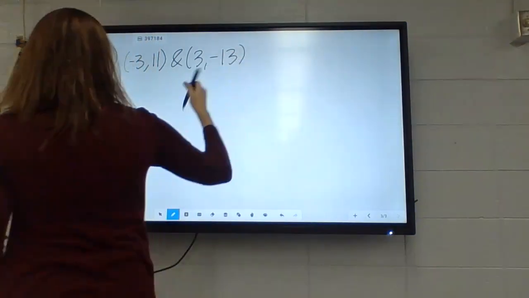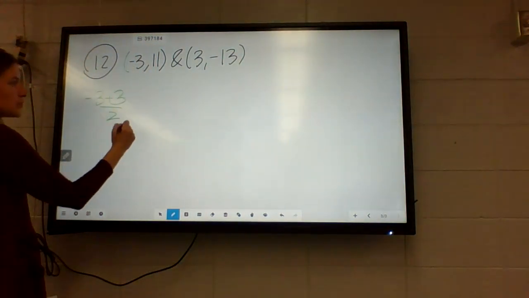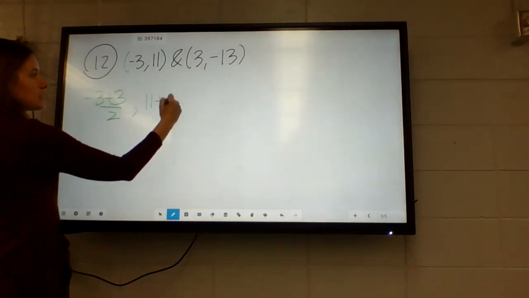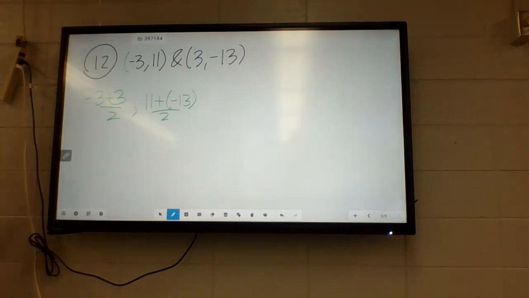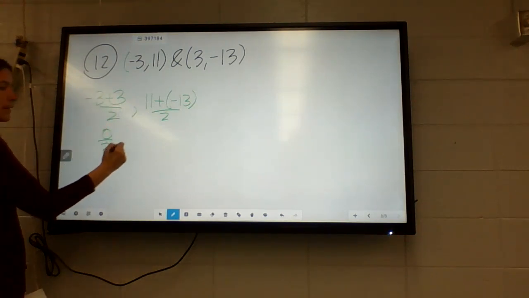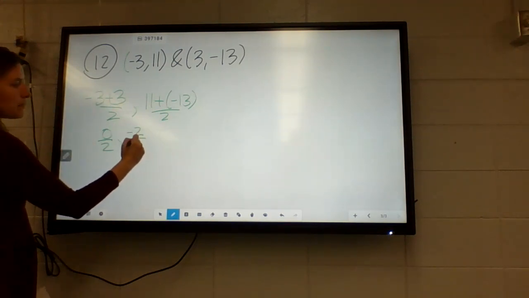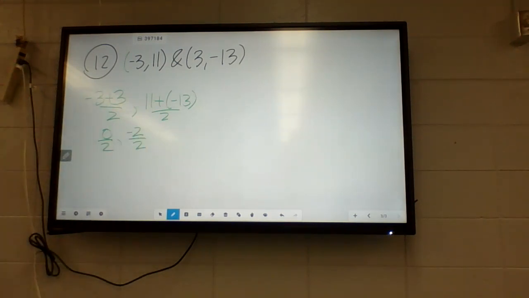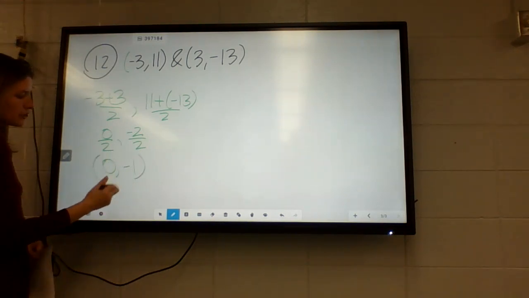Alright, so finding the halfway point between these. So negative 3 plus 3 divided by 2, and then 11 plus a negative 13 divided by 2. So I'm adding them, dividing by 2. This ends up being 0 divided by 2. This is negative 2 divided by 2, right? So we end up with 0, negative 1 as my h and k.